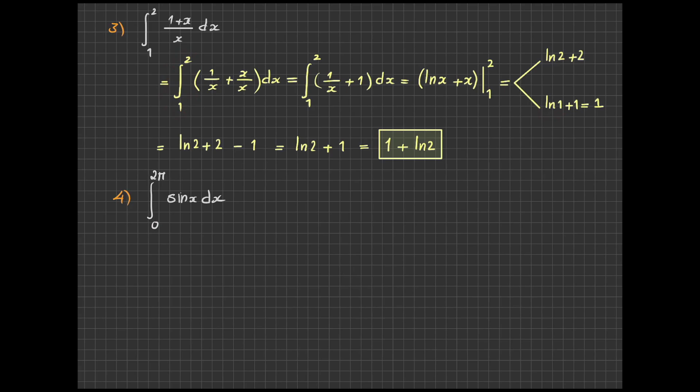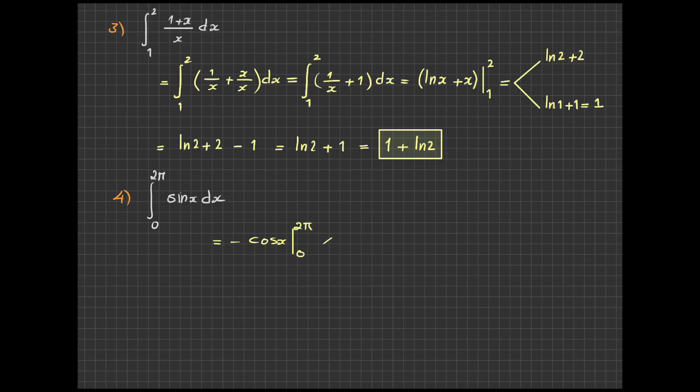Okay, so what should I do? The answer to what should I do is always the same. You need to find a primitive function. If you are not good at finding primitive functions, then you will be in trouble here as well. So what is a primitive function for sine x? Minus cosine x, exactly. So this becomes minus cosine x, and x goes from 0 to 2 pi.